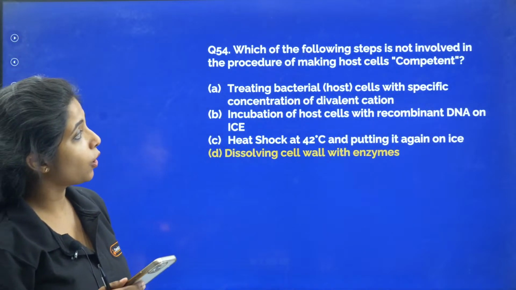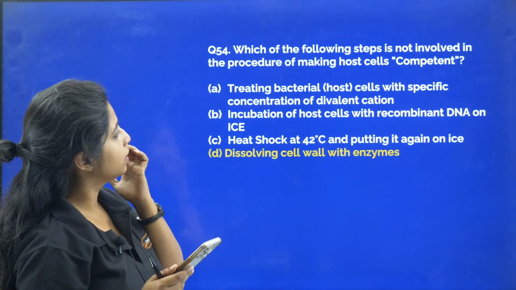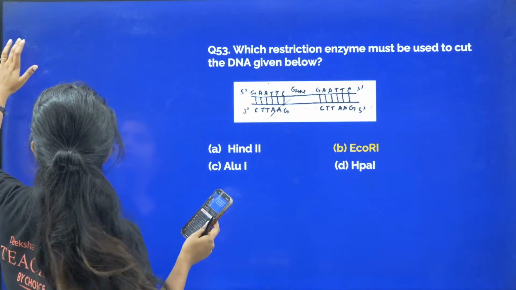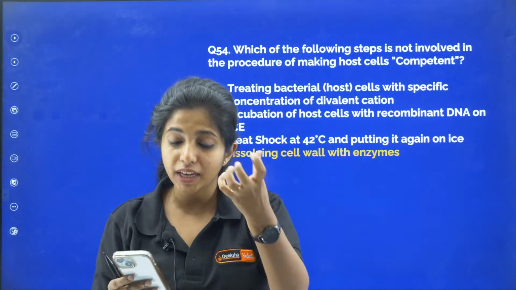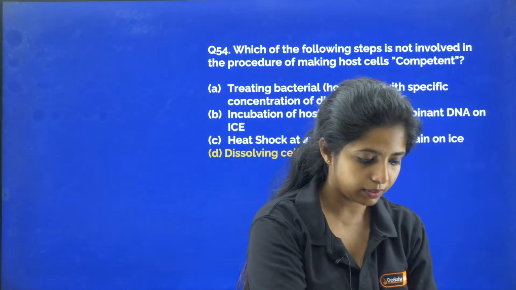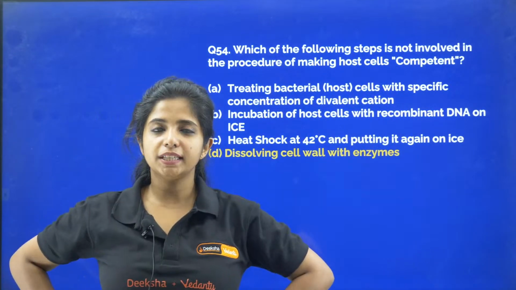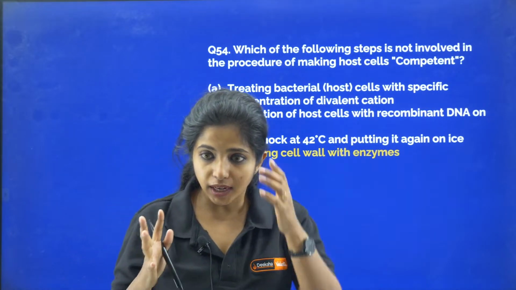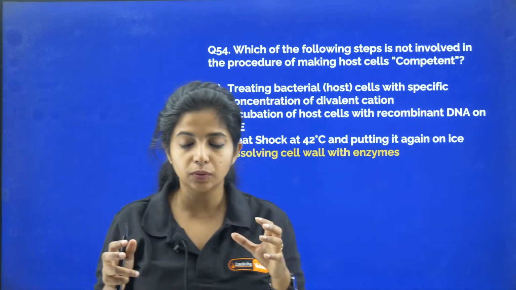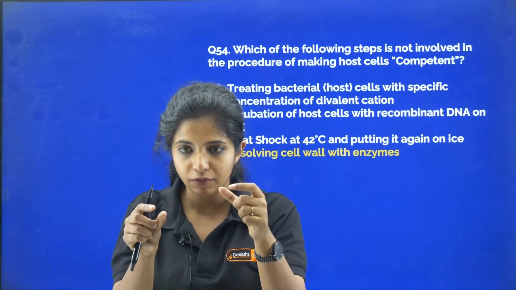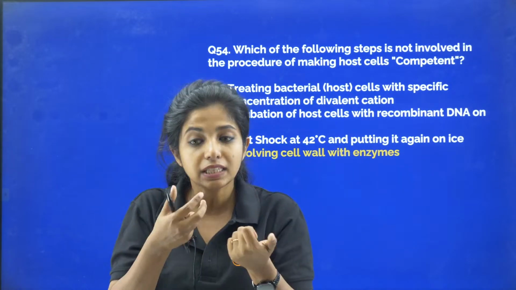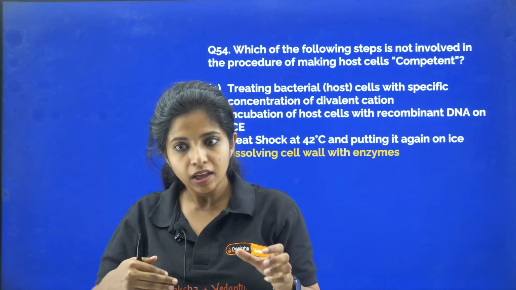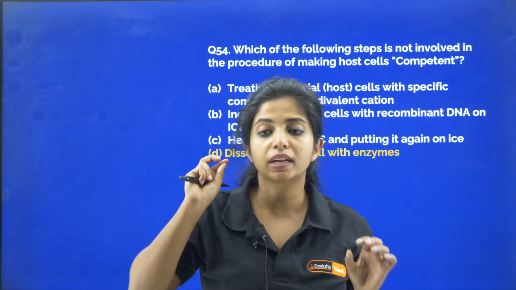Next thing, which of the following steps is not involved? I'll just tell you what are the steps involved for making a cell competent, that means capable of taking in certain things. First one is treating the cell with divalent cations. Why do you need to treat it with that? Basically, you want to make the DNA which is out there neutral. DNA is negatively charged, and negatively charged DNA cannot pass through the cell membrane into the host cell. So you have to treat it with divalent cations.